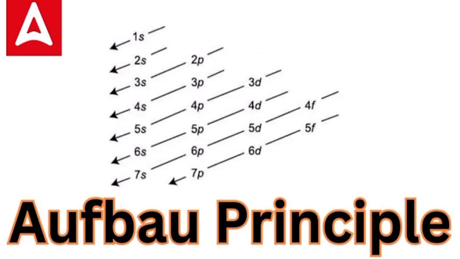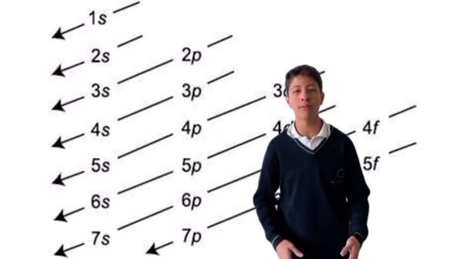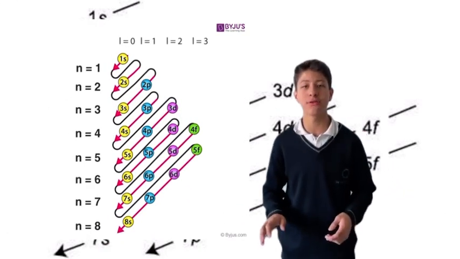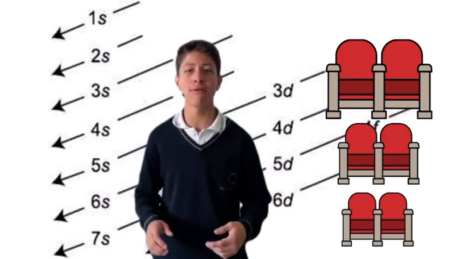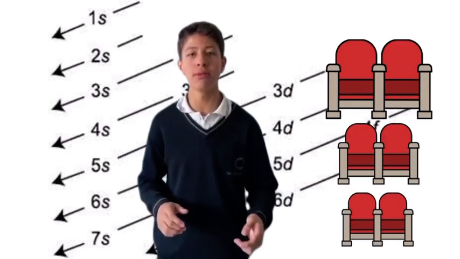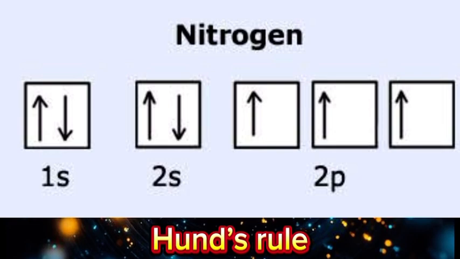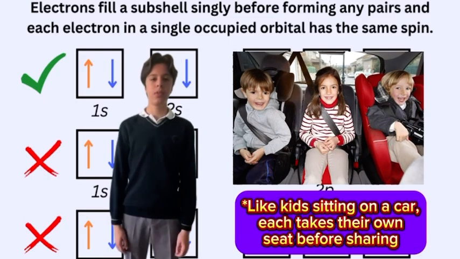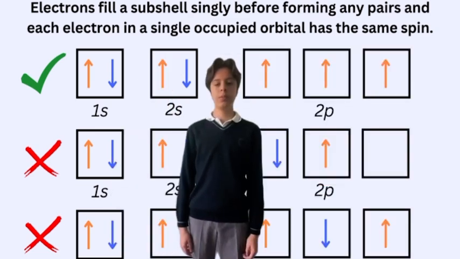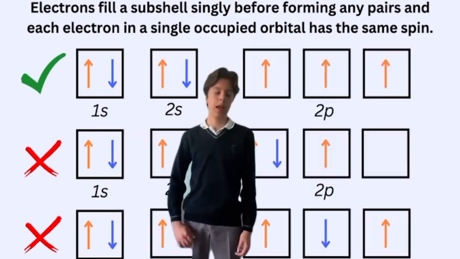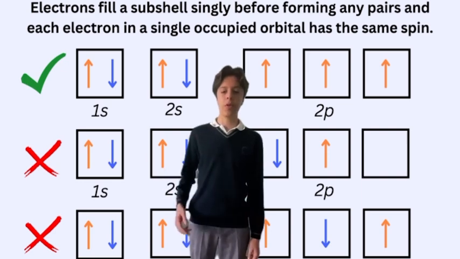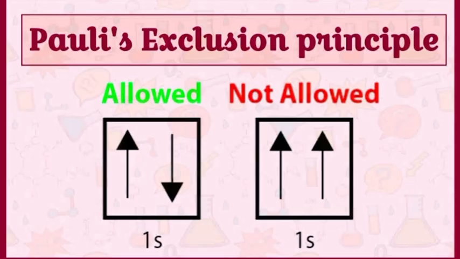Aufbau principle. Aufbau means building up in German. This rule says that electrons fill the lowest energy levels first, just like people sit in the front rows of a movie theater before moving to the back. Hund's rule. Electrons don't like to share unless they absolutely have to. So, in a sublevel with multiple orbitals like P, D, or F, one electron goes into each orbital before they start pairing up.